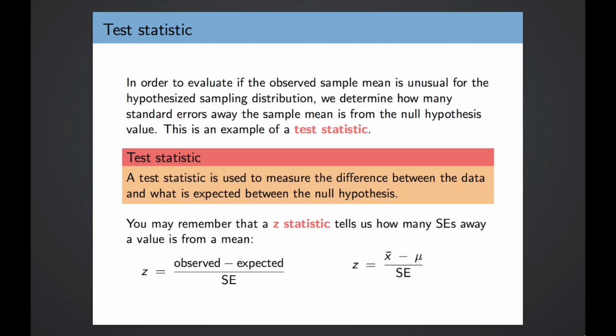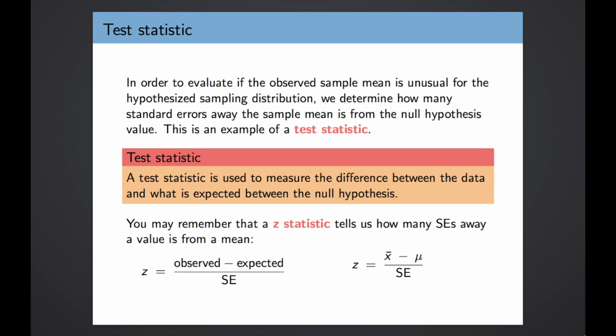To adjudicate between our two hypotheses, we're going to calculate a test statistic, which measures the difference between our data and what we expect under the null hypothesis. In particular, we're going to find how many standard errors away the sample mean is from the null hypothesis mean. So this is a z-statistic that measures how many standard errors away a value is from a mean. We talked about this a bit in an earlier lecture.